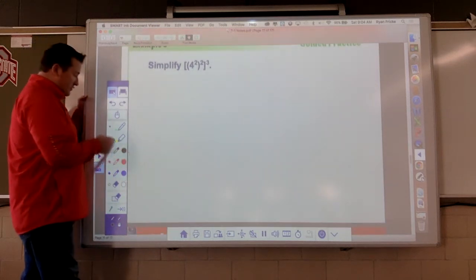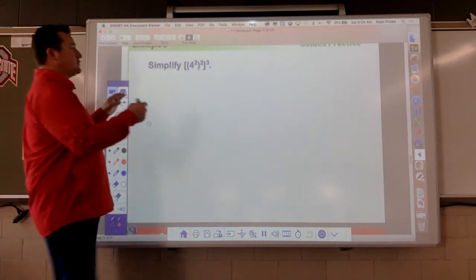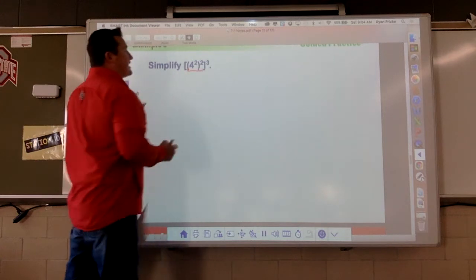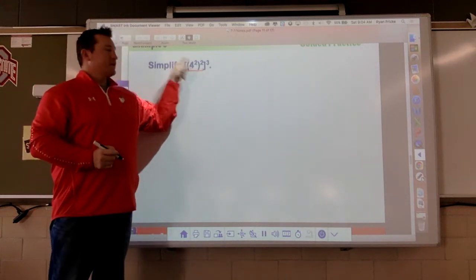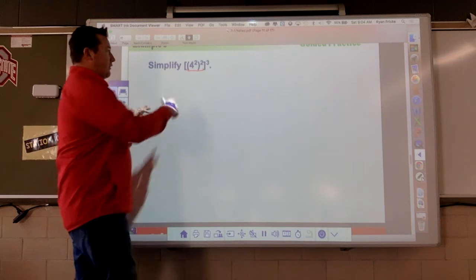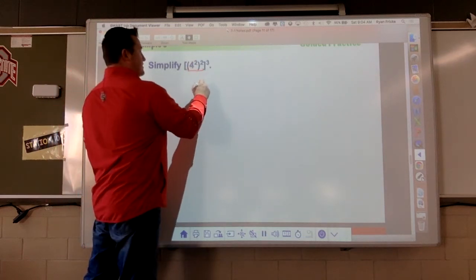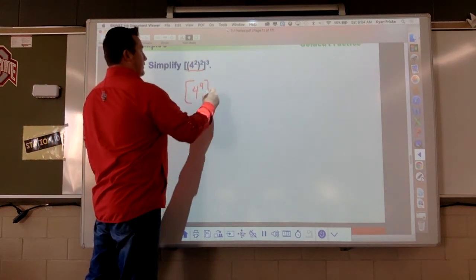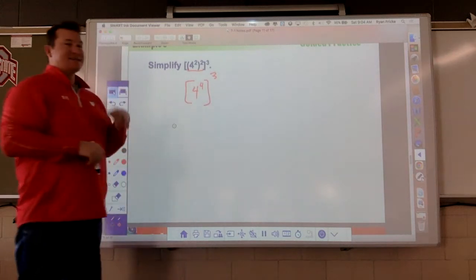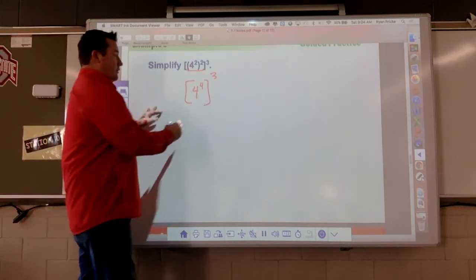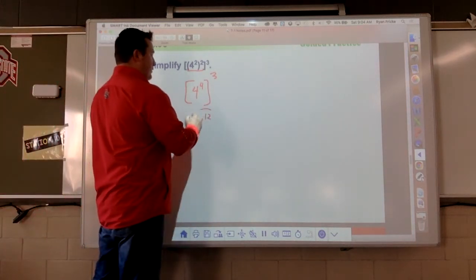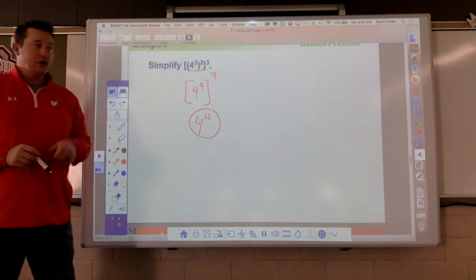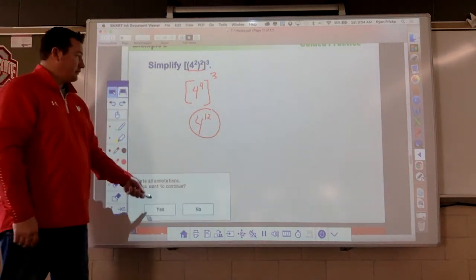Okay? Simplify this one. Again, the first time we simplify, I'm just getting rid of 4 to the second power raised to the second power. So this is going to be 4 to the fourth power. Right? Then we have to raise that to the third power, or cube it. Keep the base, multiply the powers. 4 to the 12th. Good to go. Okay?